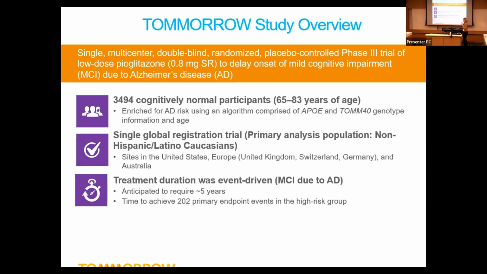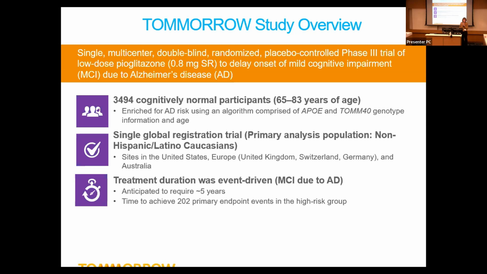Primarily, and this is a point I'll get back to, relevant to the discussion here today, it is primarily a white population that participated in this trial, which is a problem with many of the Alzheimer's disease trials that we've heard mentioned before. And the treatment duration was 5 years. So this is a long trial.